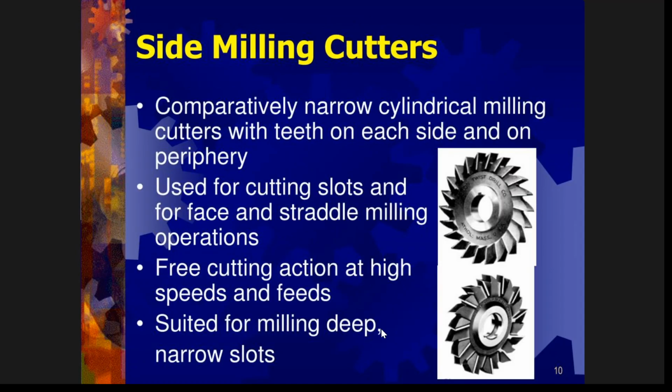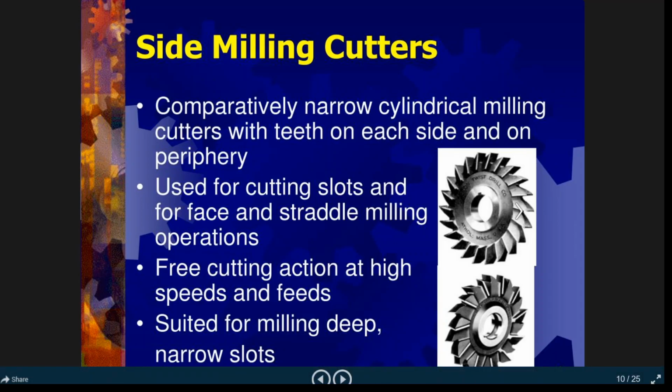Then comes the side milling cutter. Here you can see the cutting edges are on the sides of the milling cutter, sometimes both sides or sometimes one single side. So in the side milling cutter, the cutting edges are on its periphery as well as on the sides. Comparatively narrow cylindrical milling cutters with teeth on each side and on the periphery. That is one of the important differences between the plain milling cutter and the side milling cutter. In the plain milling cutter, the cutting edges are on its periphery only, but in the side milling cutter, the cutting edges are on the periphery as well as the sides.